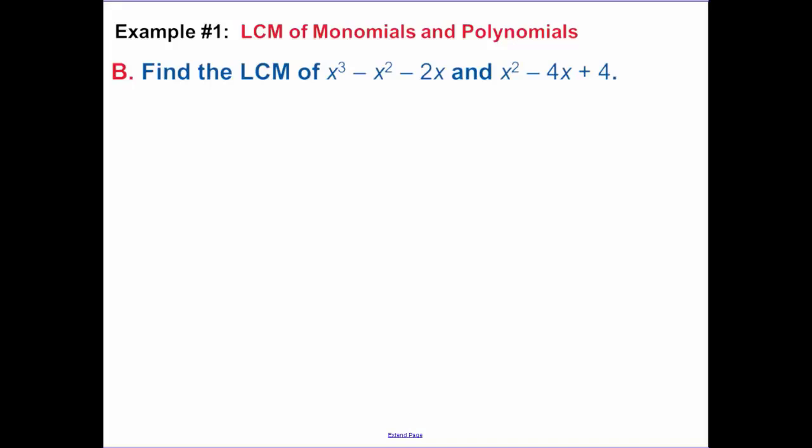Next example. You have to factor each one of these. So x to the 3rd minus x squared minus 2x. Remember that what you want to do first is always factor out the common multiple that's in each one. So then I have x squared minus x minus 2. And that again factors to x minus 2, x plus 1.